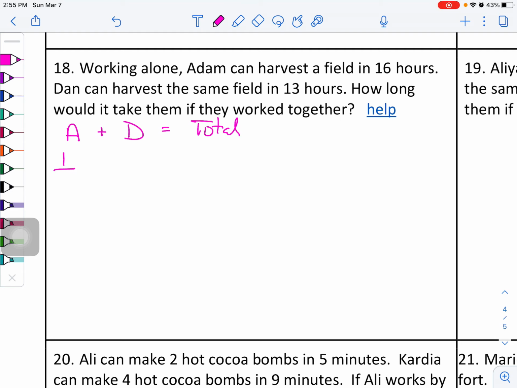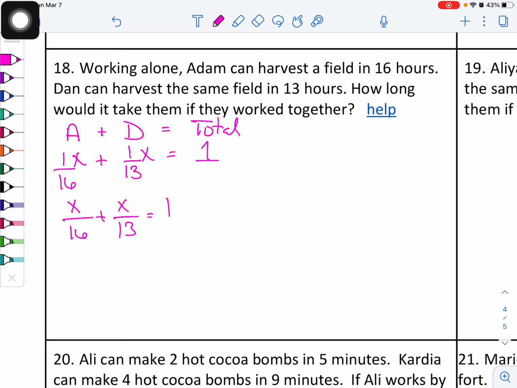So we've got Adam working with Dan to create a total here. Working alone, Adam can harvest a field in 16 hours. Dan can harvest the same field in 13 hours. How long would it take them if they worked together? Working together, they're going to harvest one field, and we don't know how long it's going to take them. So we're going to have x over 16 plus x over 13 equals 1.